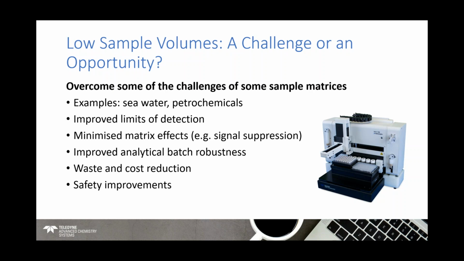Then you can start looking at the opposite side of this as well. If you go to low volume, low flow rate, the waste that you're generating can come down. For certain sample types, that's very beneficial. For example, in the nuclear industry, cost reduction comes into this as well, and you can get improvements to safety. Again, the nuclear industry is one of those example markets.